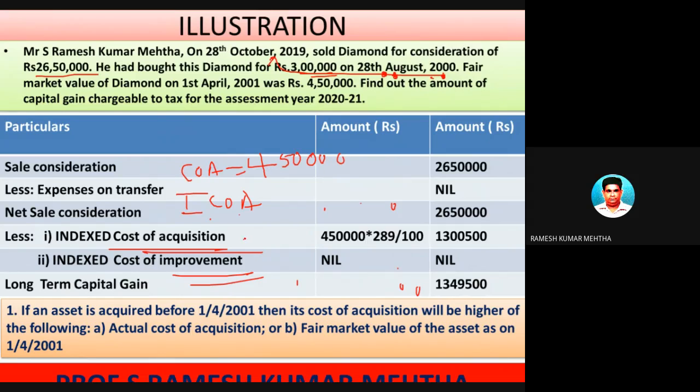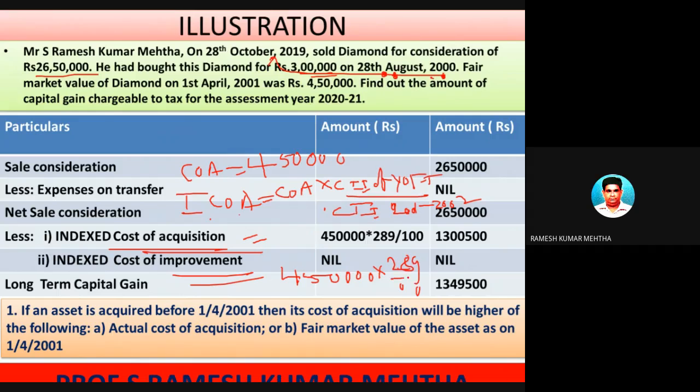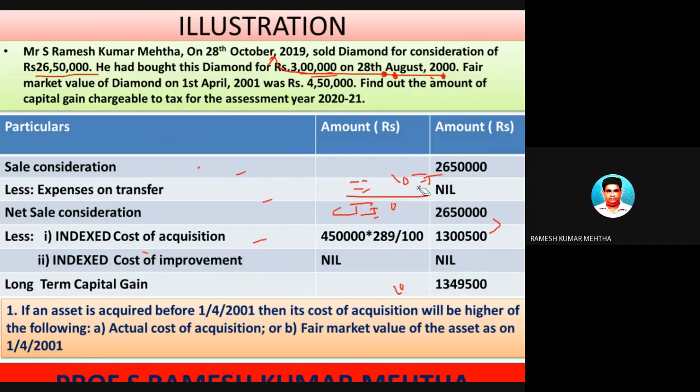So index cost of acquisition is equal to cost of acquisition. Already I told this formula: cost of acquisition into CII of the year of transfer by CII of the year of acquisition, or CII of the year 2001-2002. So that is 4.5 lakhs into 289 by 100. So this is the answer you will get, and it is 13 lakhs 500 rupees. Index cost of acquisition is 13 lakhs 500 rupees.